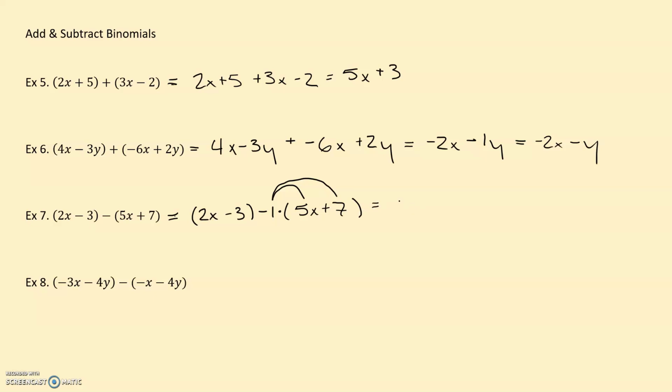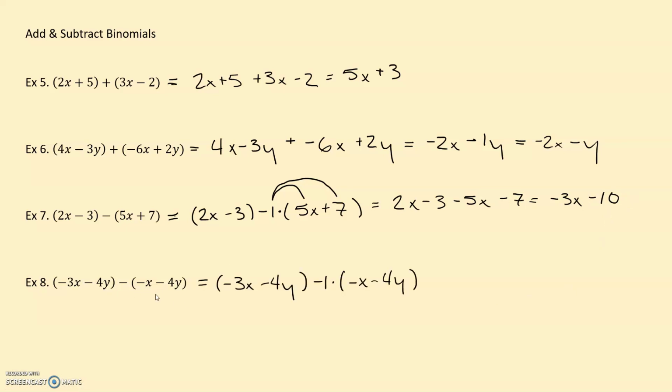So we would have 2x minus 3, and now that we're distributing, we can go ahead and drop the parentheses, minus 5x minus 7, and we can combine like terms. 2x minus 5x is going to be a minus 3x, and then -3 minus 7, be careful here, will be a minus 10. -3 minus 7. So we're getting more negative. It's going to be a minus 10.